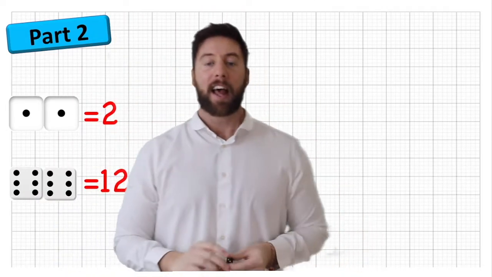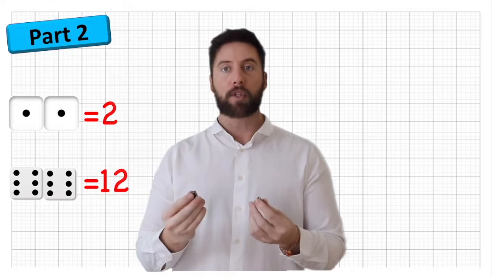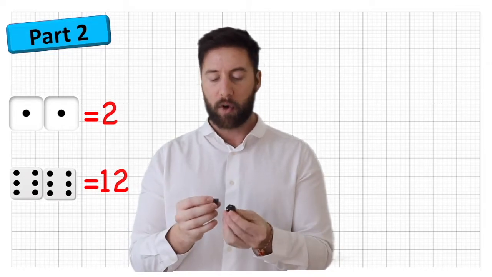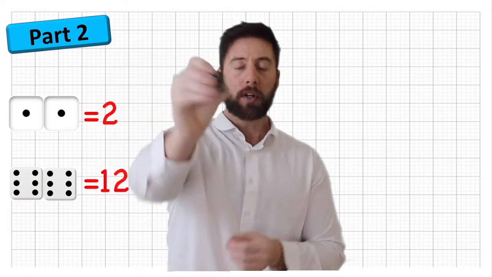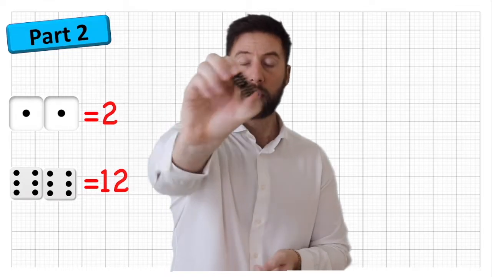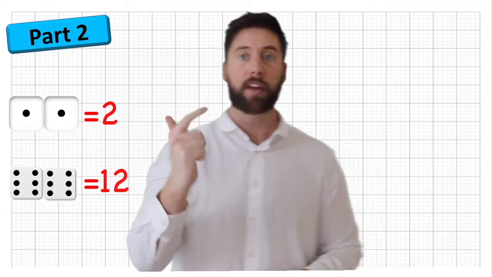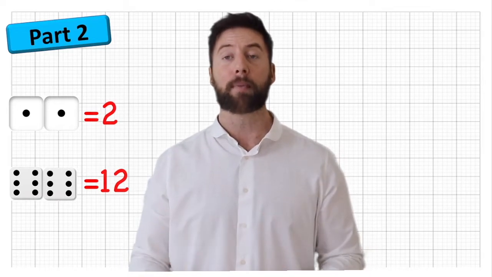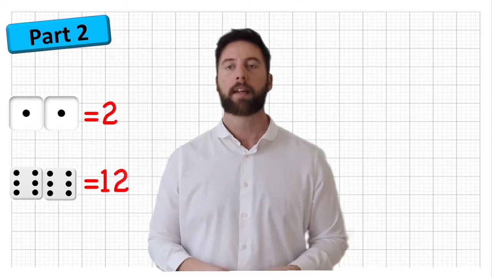Part 2, now I want you to get a second die. Now we've got a different set of numbers that we can roll. If we add them together, we can roll any combination from 2 all the way up to 12 if I roll a double 6. So I have the numbers 2, 3, 4, 5, 6, 7, 8, 9, 10, 11 and 12 that I could roll. Now, I've got a statement that I want you to either prove correct or prove wrong.